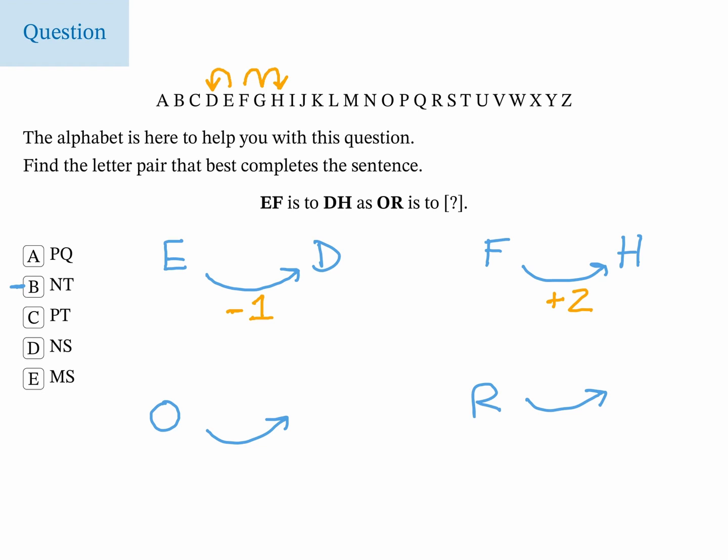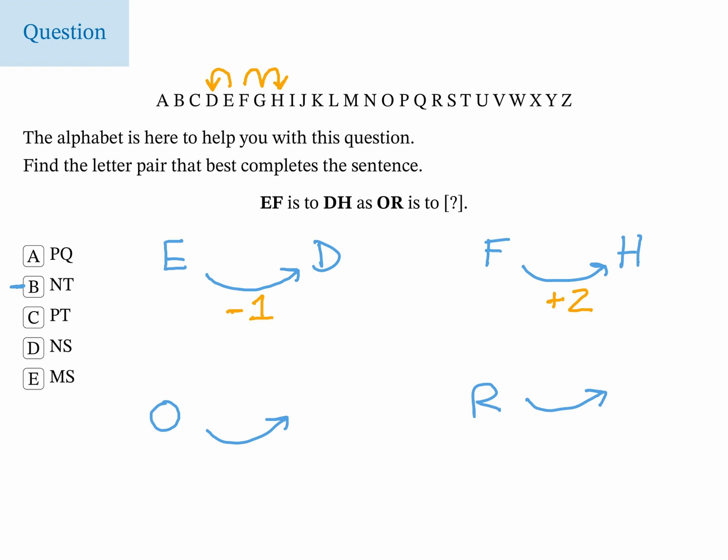Okay, and again, this is important to note that they might not always shift in the same direction, or they might not always shift by the same amount. So in this particular question, the first letter in each pair is actually shifting backwards by 1, but the second letter in each pair is actually shifting forwards through the alphabet by 2. So now we know how EF is related to DH. Let's apply the same relationship to the letter pair OR.